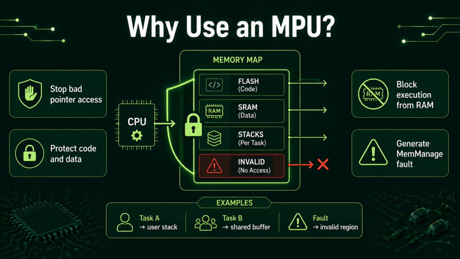The MPU divides the address space into protected regions. A task may be allowed to access its own stack and selected shared buffers, while access to another task's private memory is blocked. The MPU can also prevent execution from SRAM by using the execute never attribute. This reduces the risk of corrupted data being interpreted as instructions. When an illegal access occurs, the processor generates a MemManage fault. The fault handler can then record debugging information, identify the failing instruction, and safely reset or recover the system.